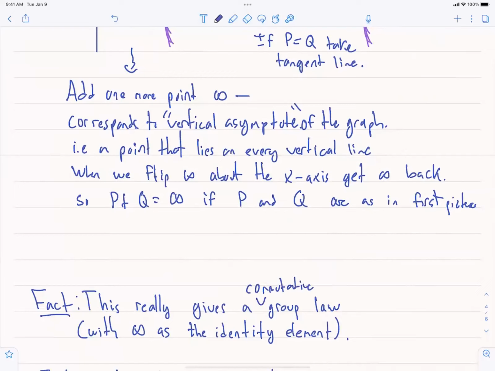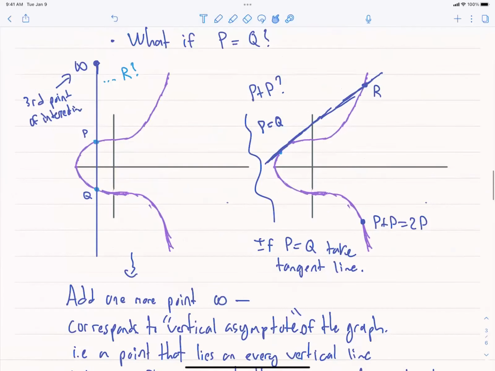So you'd have to check that this satisfies the associative rule for addition. You'd have to check everything has a negative. But in fact, that part's easy, because of what I've already said: the identity element is infinity. And then the negative of something is just something you add to it to get infinity. So here, Q is negative P, so P minus Q is equal to infinity, which is the identity element.